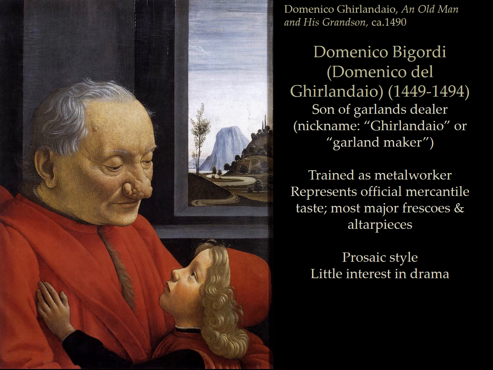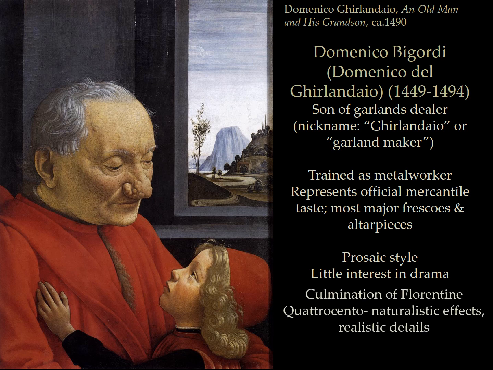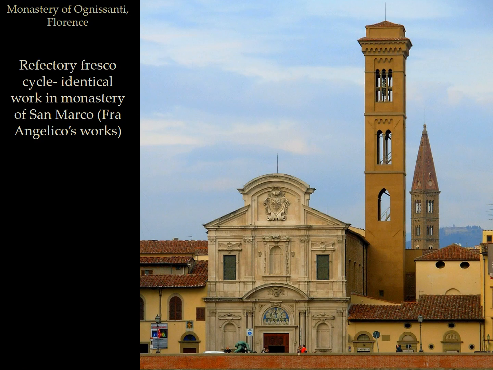You find that his prosaic style has little interest in the drama seen previously with Botticelli and or with the dramatic action sequences of Pollaiuolo. Instead, like the painting seen here of an old man and his grandson, we see what the middle class prefers, just as today they're going to appreciate straightforward appeals to naturalistically rendered objects and scenes that are easily comprehensible, right? So these naturalistic effects and realistic details are what they appreciate, not something overly complex or poetic.